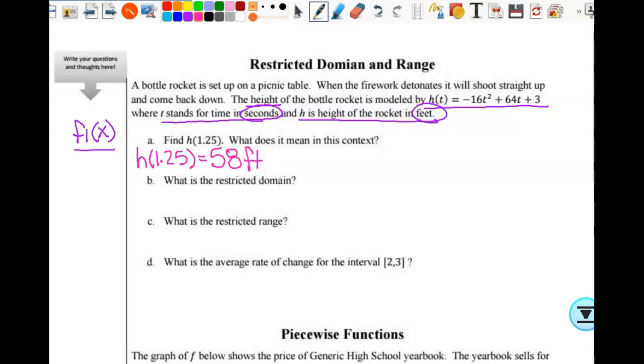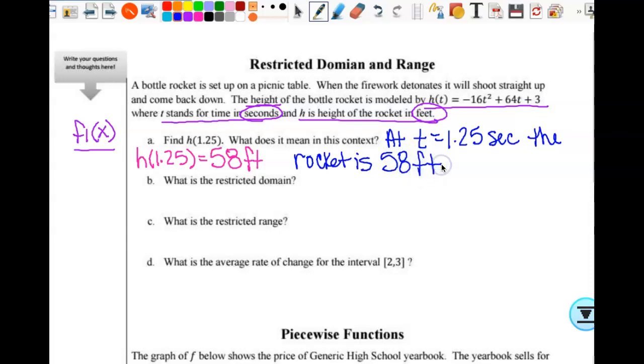Okay, so then it asks me, what does this mean in context? Well, when is the rocket 58 feet high? When the time is 1.25 seconds. So I need to say that at t equals 1.25 seconds, okay? So it's not just 1.25 seconds, and it's not just t equals 1.25. It's at t equals 1.25 seconds, the rocket is 58 feet high, or off the ground, or however you want to say it.